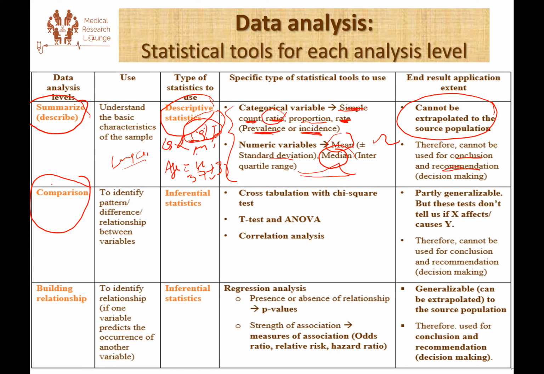The second level of analysis is comparative analysis. In comparative analysis, what we're trying to see is some sort of pattern, difference, or relationship. A relationship here means whether there is any sort of pattern, similarity, or difference between two variables, not whether one variable causes another variable. The tools that we use to do comparison are the chi-square test with cross-tabulation, which I'm sure you are all familiar with, and the t-test, ANOVA, and correlation analysis.